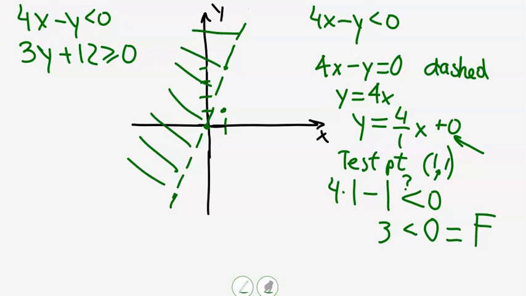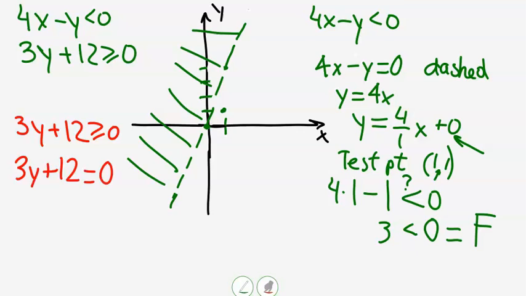Okay, let's talk about the second inequality, and I will just make it red color. So 3y plus 12 greater or equal to 0. So step number 1, what do we do? Replace it with an equal sign. Equal to 0. Now we've got the equation of the line, which is the boundary line for the second inequality, which would divide solutions from non-solutions. So how do we graph this line?